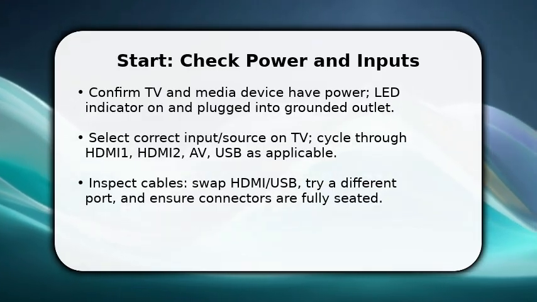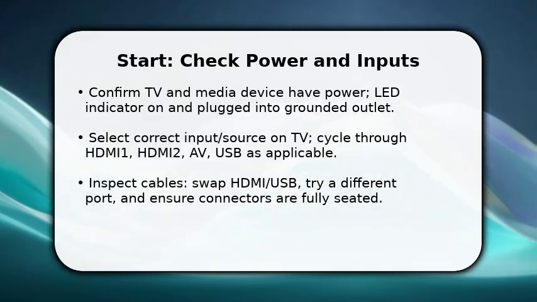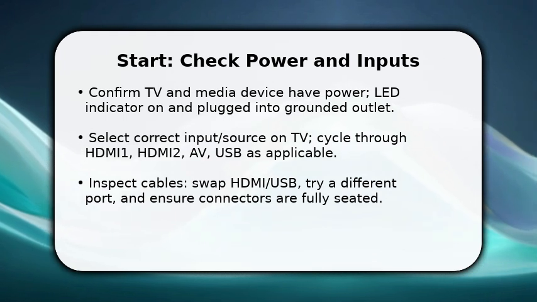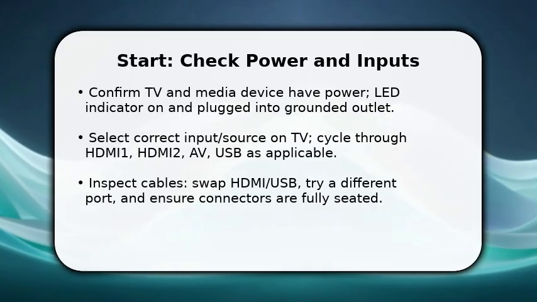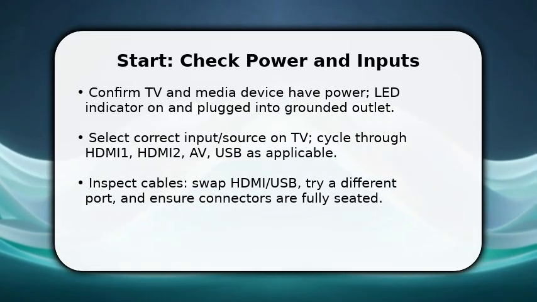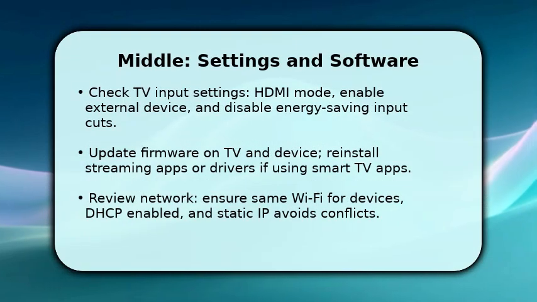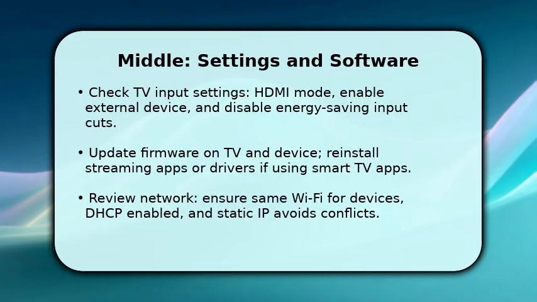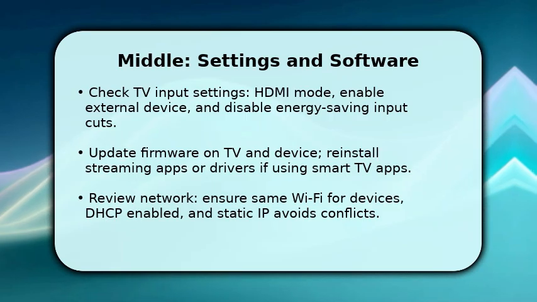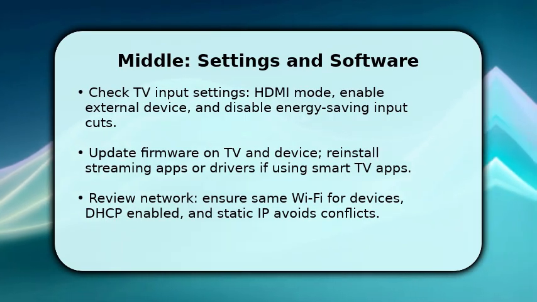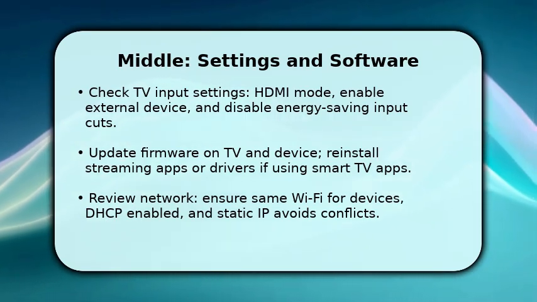Then physically check cables. Reseat or swap HDMI/USB cables and try another port so you can rule out a bad lead before deeper fixes. Now tackle settings and software because many invisible blocks live there. You should open the TV's input and device menus to enable external devices, disable any energy-saving input cutoff, and set HDMI mode to standard or enhanced depending on the device.